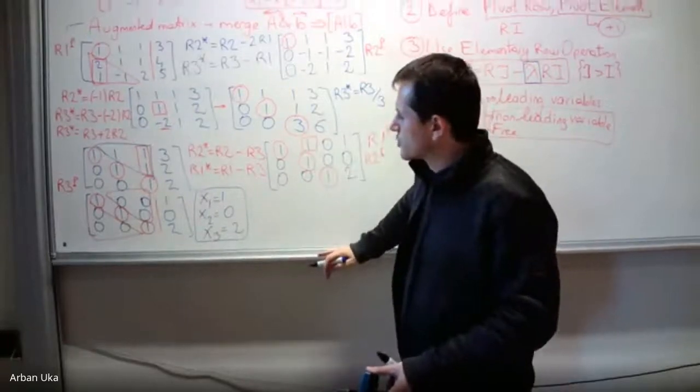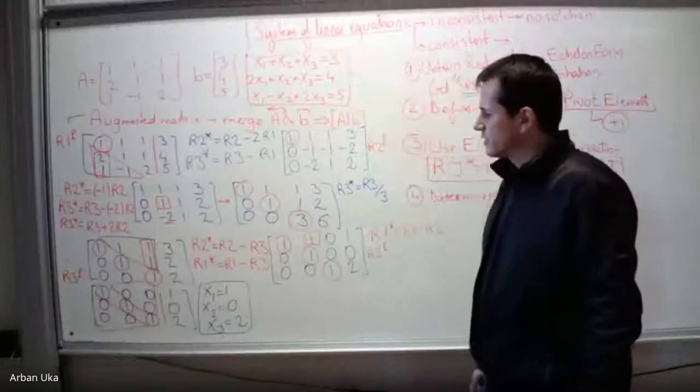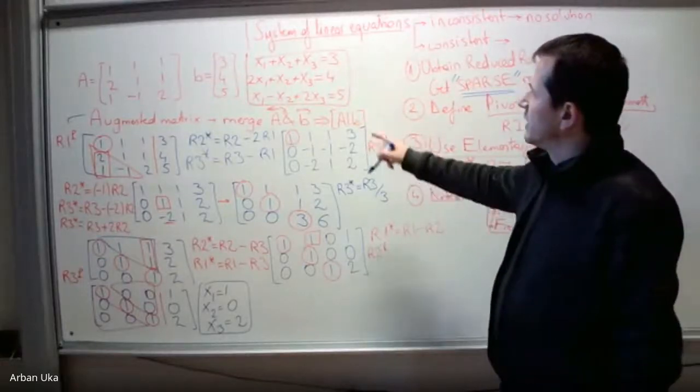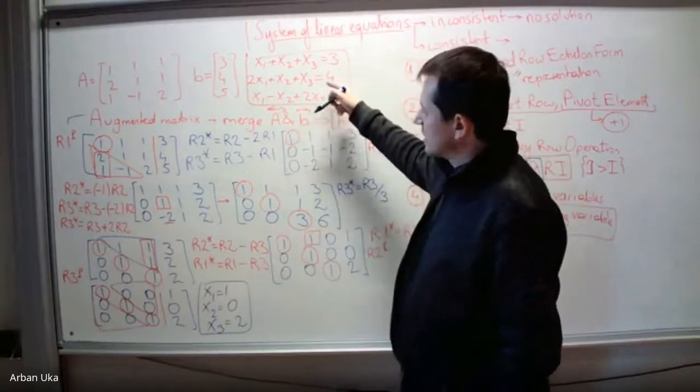So this is the solution. Okay. So the solution is a vector which is composed of 1, 0, 2. So these three equations are equivalent to these three equations. Okay, but these are a little more complex.